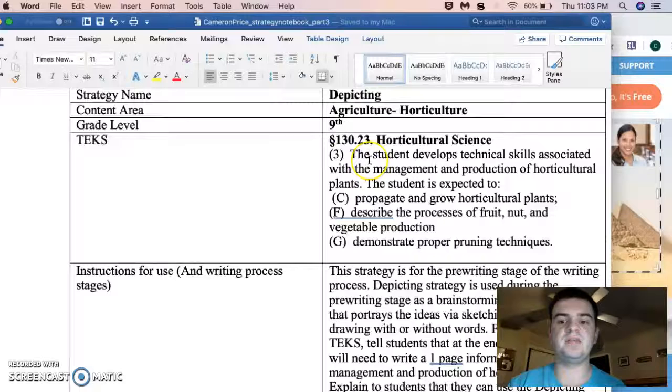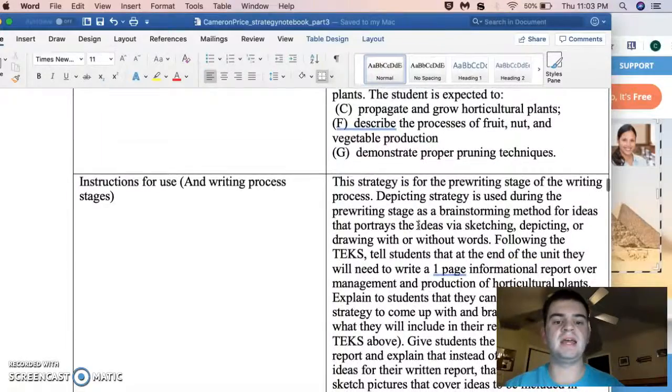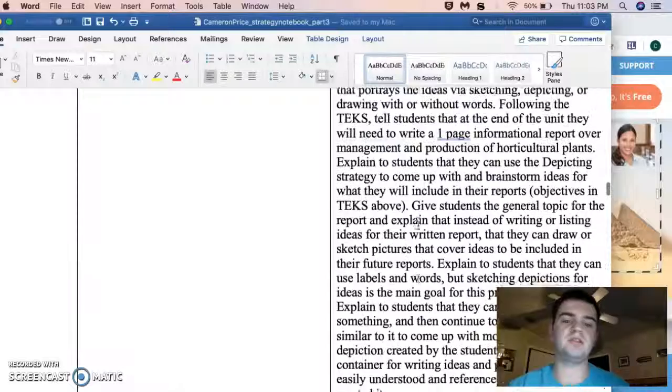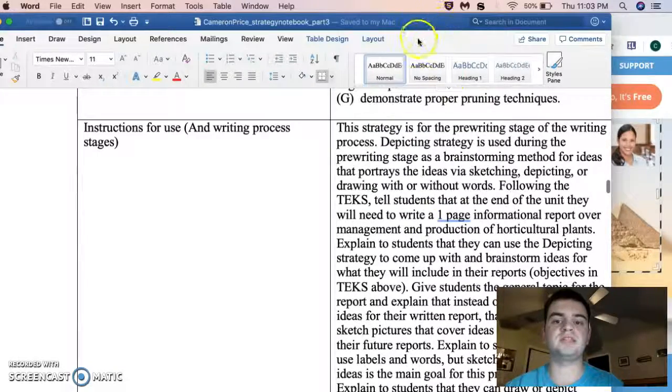The TEKS cover horticultural plants and propagation, vegetable production and pruning techniques, and that goes into the example I made and then some of the instructions for the use. So those are just the TEKS.